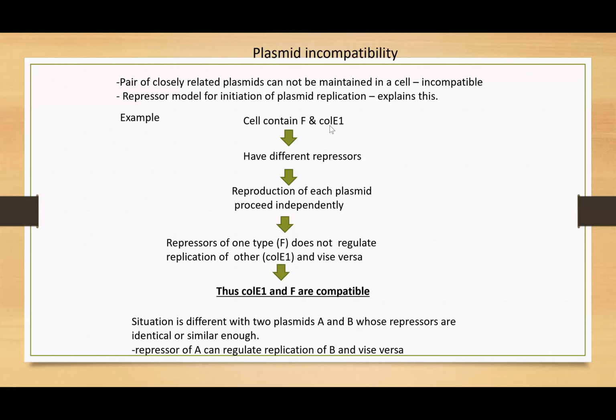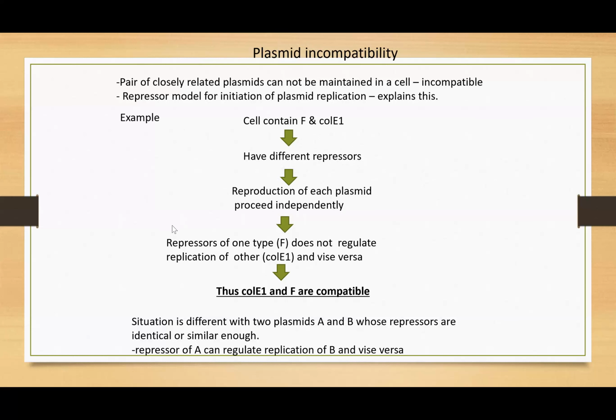These two plasmids have repressors which are different. F plasmid has its own repressor, and ColE1 has its own repressor of plasmid replication, and they are not interfering with each other. Therefore, these plasmids replicate independently of each other and maintain their copies in a cell without interference from each other.